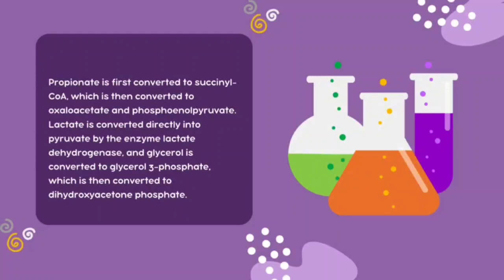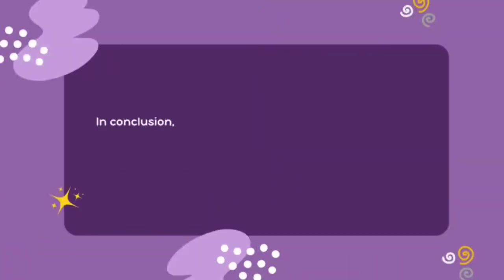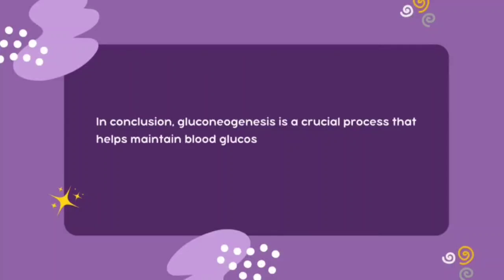Lactate is converted directly into pyruvate by the enzyme lactate dehydrogenase, and glycerol is converted to glycerol 3-phosphate, which is then converted to dihydroxyacetone phosphate. In conclusion, gluconeogenesis is a crucial process that helps maintain blood glucose levels by converting carbohydrates into glucose.